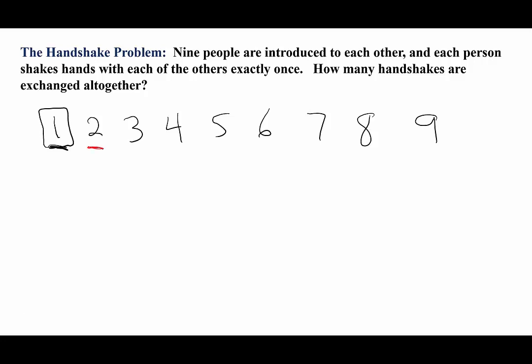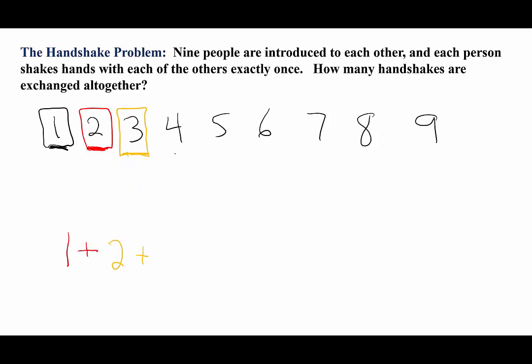So now, person 2 is going to walk into the room. And then he shakes hands with person 1. So at this point, we're done with person 2, and we have 1 handshake. So now, person 3 is going to walk into the room. And he's going to shake hands with person number 2 and person number 1. And so person 3 is going to add how many handshakes? He's going to add 2 handshakes. And we are done with person 3.